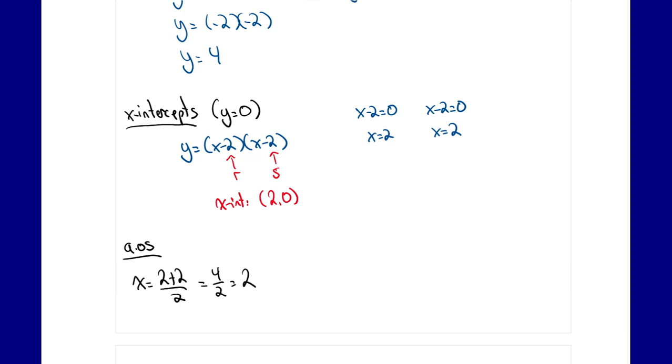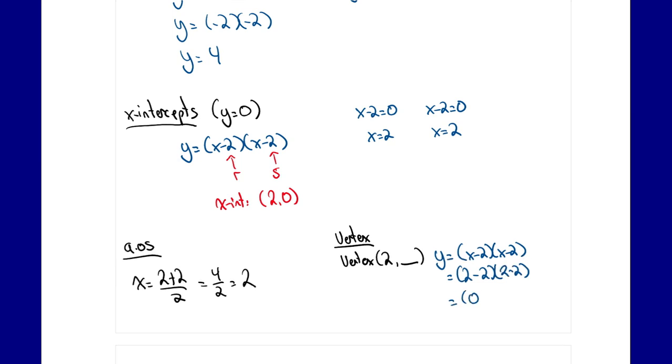Now that I have the axis of symmetry, I can go through and find my vertex. My vertex is going to be the point 2 and something. To find out what that something is, I'm going to take my equation, y is equal to (x minus 2) times (x minus 2), and plug in the value of 2. So 2 minus 2 times 2 minus 2, we get 0 times 0, or 0. So therefore, my vertex is the point (2, 0).